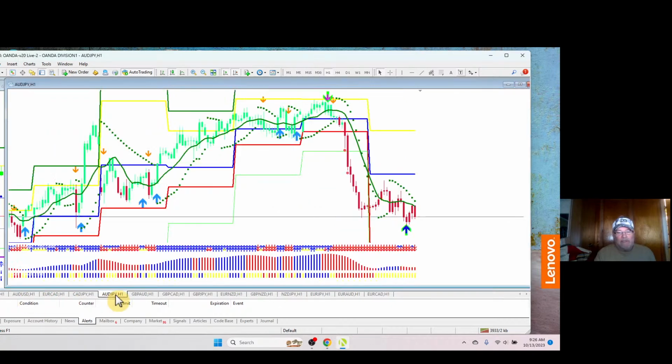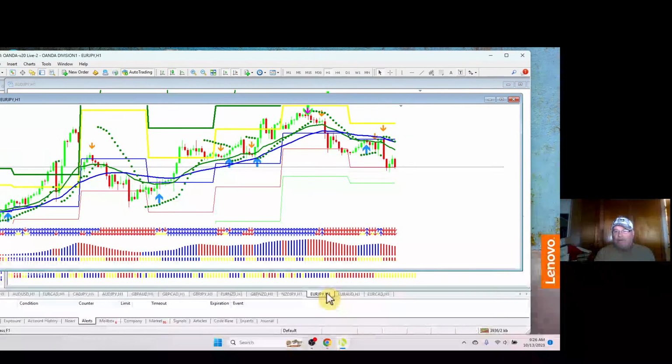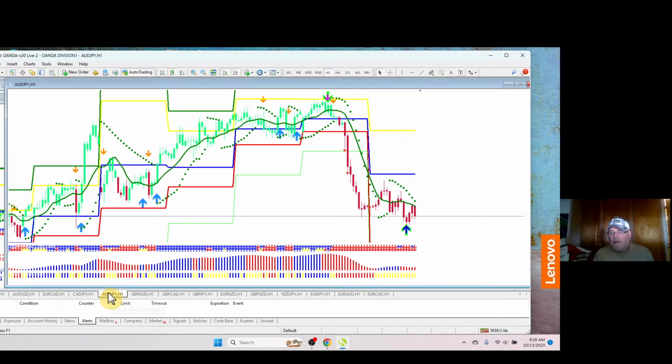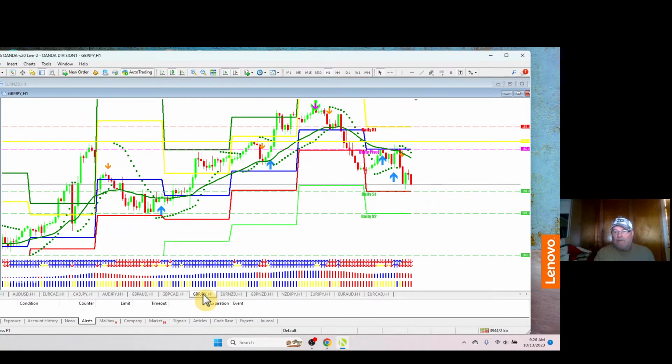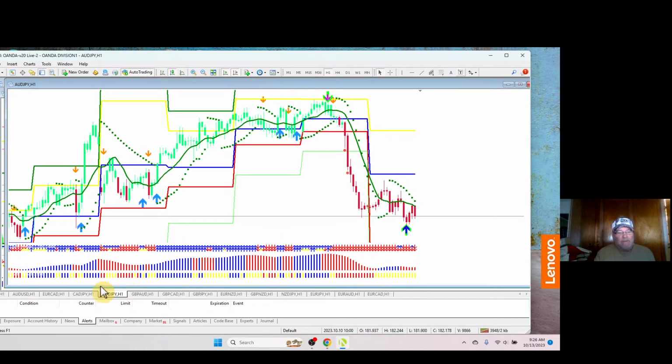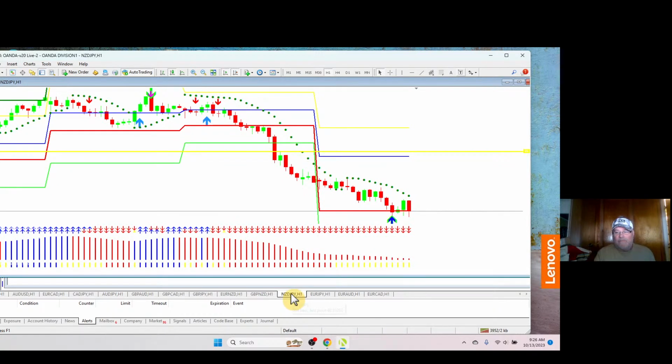But what else were we looking at? The Aussie yen, kind of doing the same thing. Euro yen, there's not any. Yeah, I'm not seeing anything there yet. Euro New Zealand, we're going to have movement, but not a lot of movement, because the volume on Fridays dries up, drops off drastically, and that's why I don't trade on Fridays.